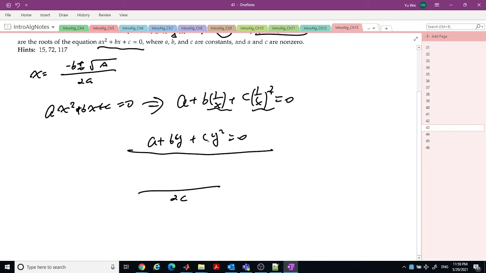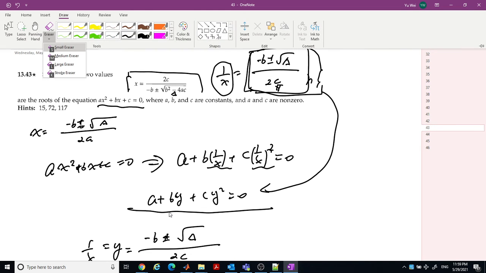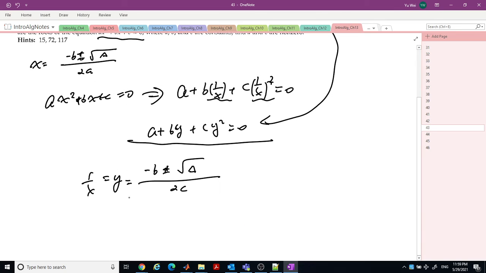You can see we have the 2c now, -b plus minus the delta, it's the same thing, it's the y, right? So y equals 1 over x, so you can see now we can get it, right? So this is the 1 over x, this is the solution to this quadratic form, right? Then if we solve for x, then we know x also equals -b plus minus delta in the denominator, and the numerator is 2c.